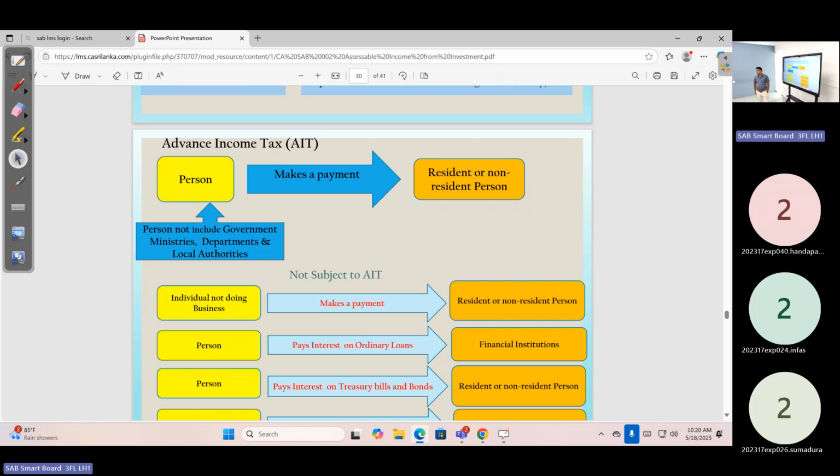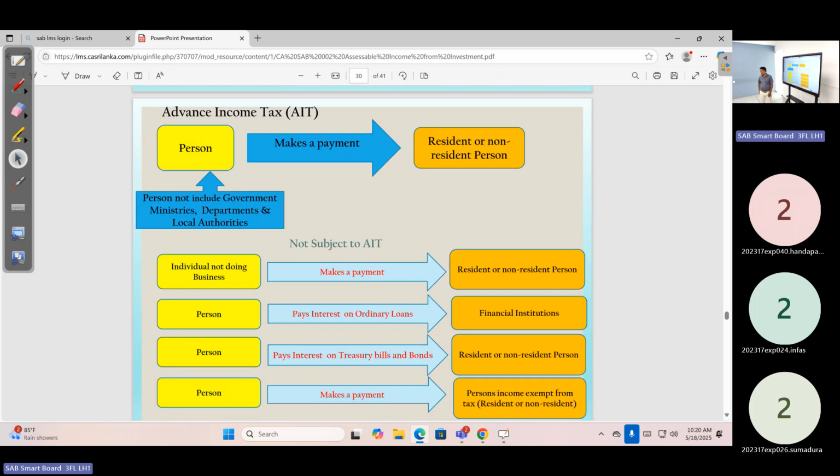Pays interest on an ordinary loan. The interest is subject to withholding on that. I pay towards my own loan. But if I am doing a business and paying on a loan, that is different. Individual loan, ordinary loan, that is what it says. Person pays interest on treasury bills or bonds: interest on treasury bills and treasury bonds also has no withholding.